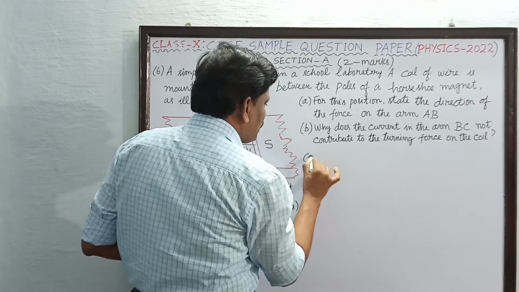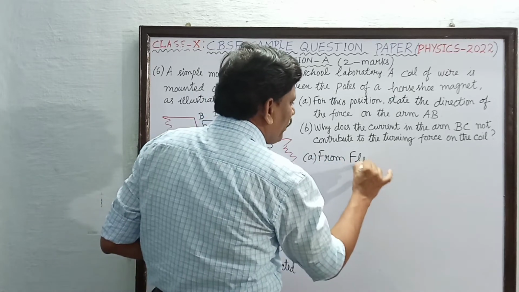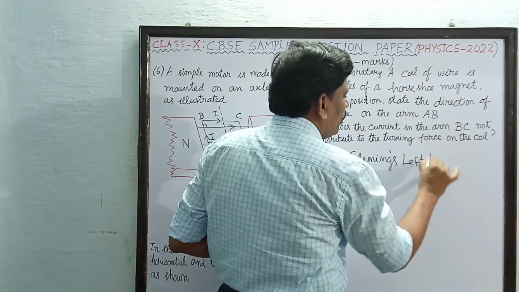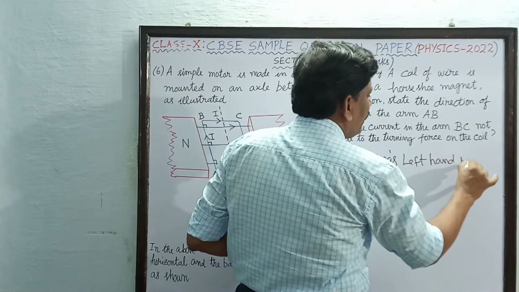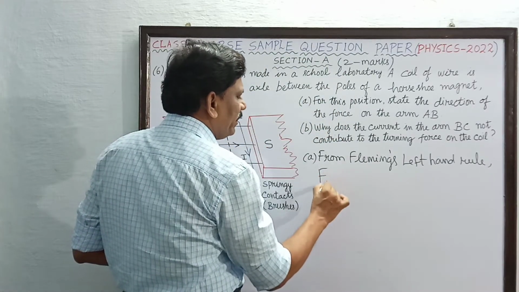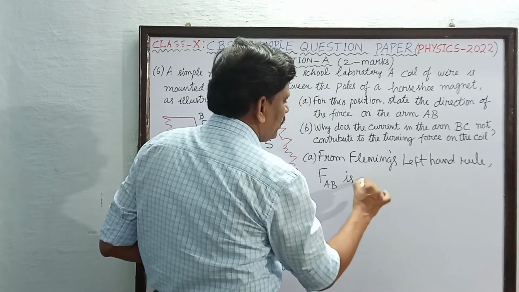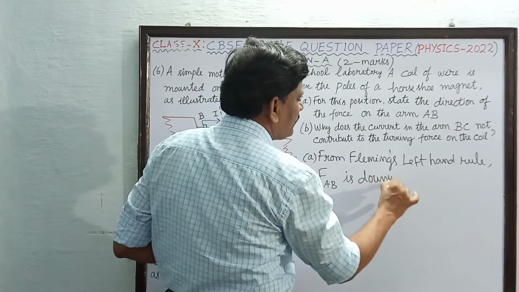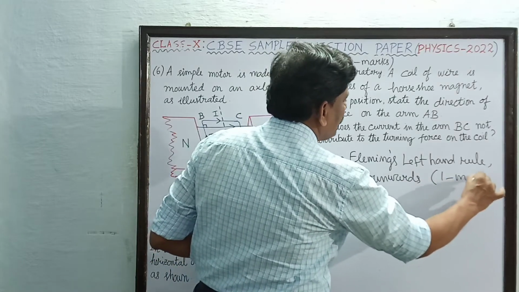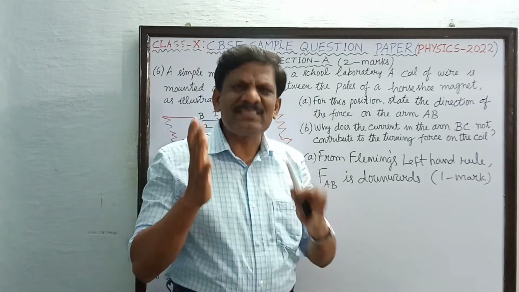So the answer for A: from Fleming's left hand rule, the force acting on the arm AB is downwards. That's all the answer is. 1 mark. Understand? So for this part, 1 mark is given. Directly you have to understand the question.